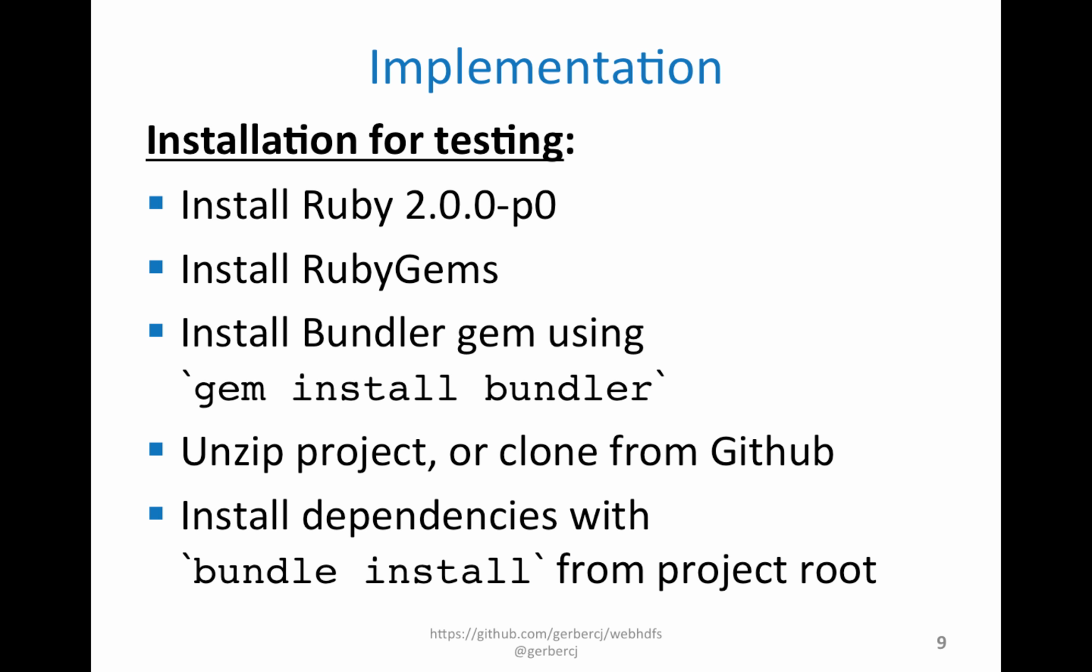For the actual application, I've used Ruby 2.0.0-p0. For testing, we'll first need to install this version of Ruby. Then, we'll need to install RubyGems. Next, we install the bundler gem. This will help us with our dependencies. We can then unzip the project into a folder or clone the project from GitHub. Either way, we move into the project root, and then we can install our dependencies using the bundle install command.